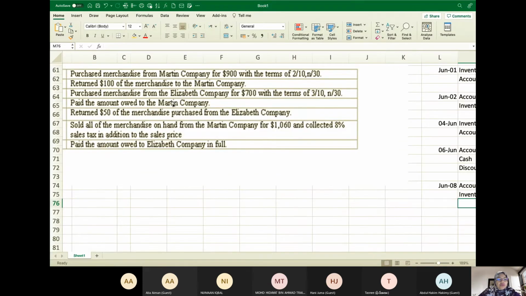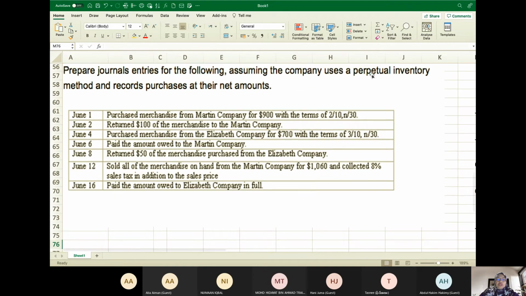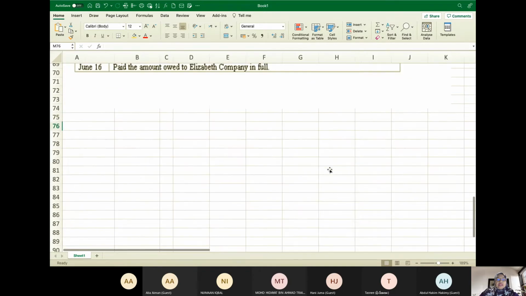And then you have sold all the merchandise on hand from Martin Company for 1060 and collected 8% sales tax. So in this case, you don't have to worry about this sales tax, so you don't have to include this. We just record sold all the merchandise on hand from the Martin Company for 1060. And remember that under perpetual, whenever there's a sale, there are two entries. One is to record the sales, the other one is to record the cost of goods sold. So the sales is 1060.